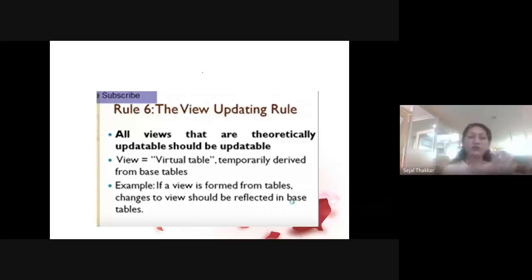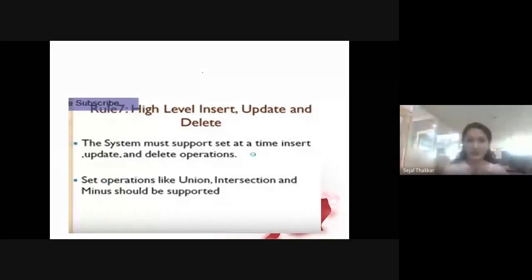So that read-only view is not going to make any kind of changes on the base table, right? So this kind of view updating rule should be there. High level insert, update, and delete: the system must support set-at-a-time insert, update, and delete operations. It supports operations like union, intersection, and minus.